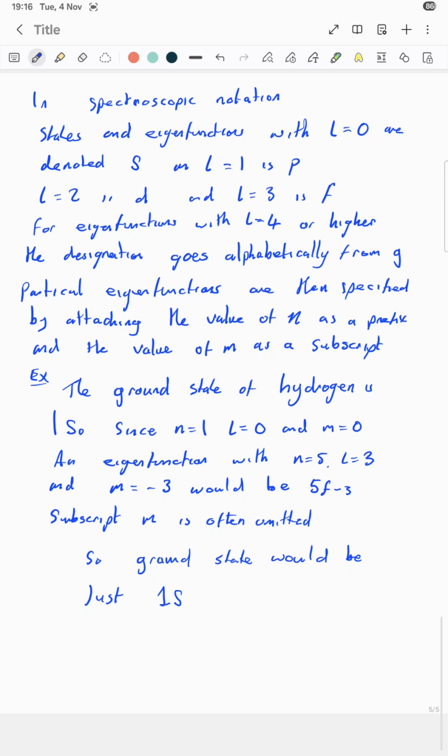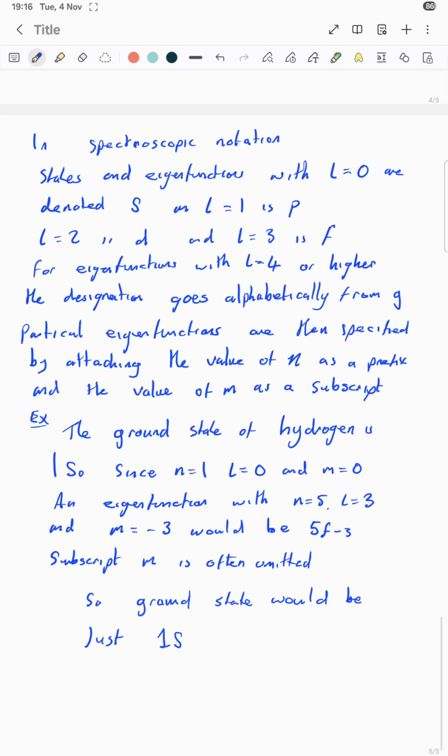So in spectroscopic notation, the states and eigenfunctions with L equals 0 are denoted as S. L equals 1 is P. L equals 2 is D. L equals 3 is F. And for eigenfunctions with L equals 4 or higher, the designation goes alphabetically from G.